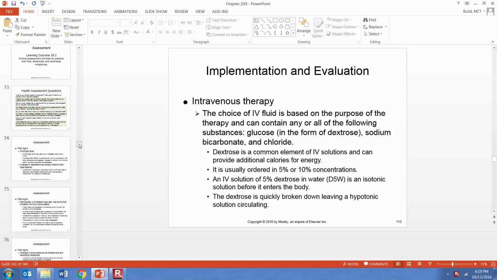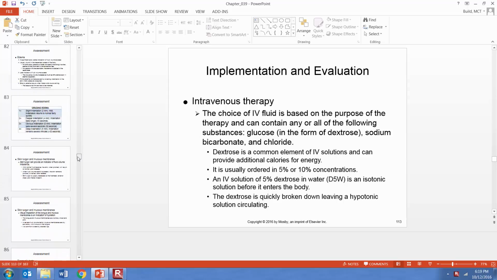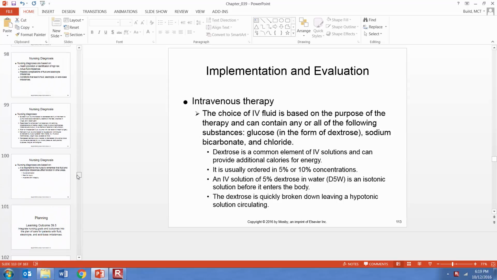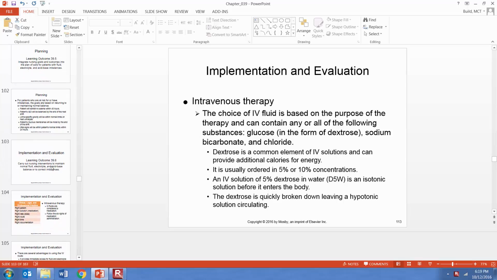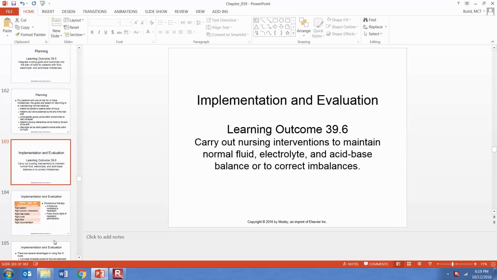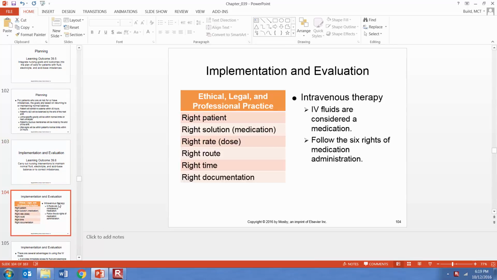Okay, guys, I'm trying to find where we stopped. Implementation and evaluation. So, going to go over some interventions that we're going to do for our patient for fluid volume problems, for electrolyte problems, or acid-base balance problems.